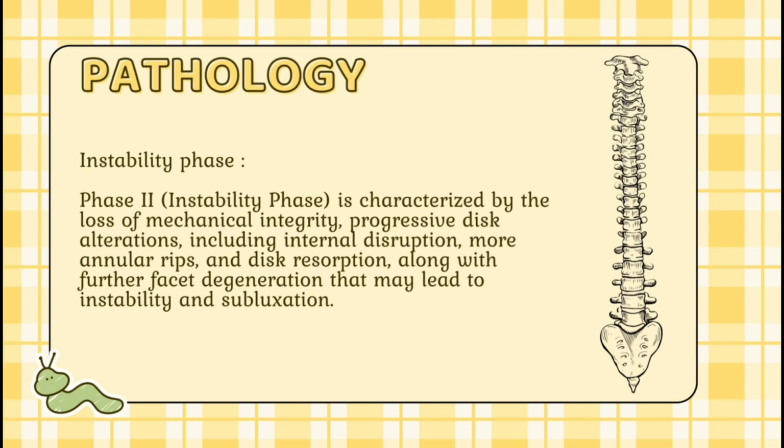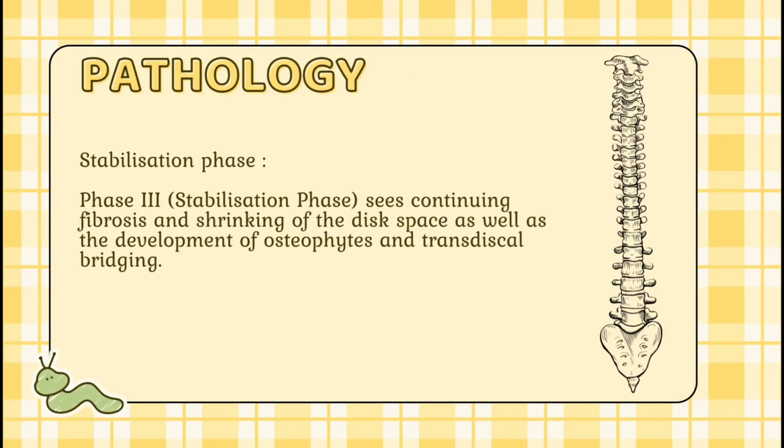The instability phase is characterized by the loss of mechanical integrity, progressive disc alterations, including internal disruption, more annular tears and disc resorption, along with further facet degeneration that may lead to instability and subluxation. The stabilization phase sees continuing fibrosis and shrinking of the disc space, as well as the development of osteophytes and transdiscal bridging.